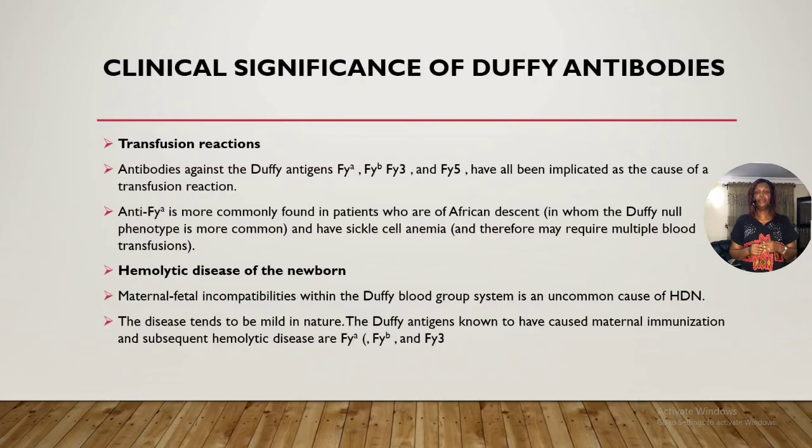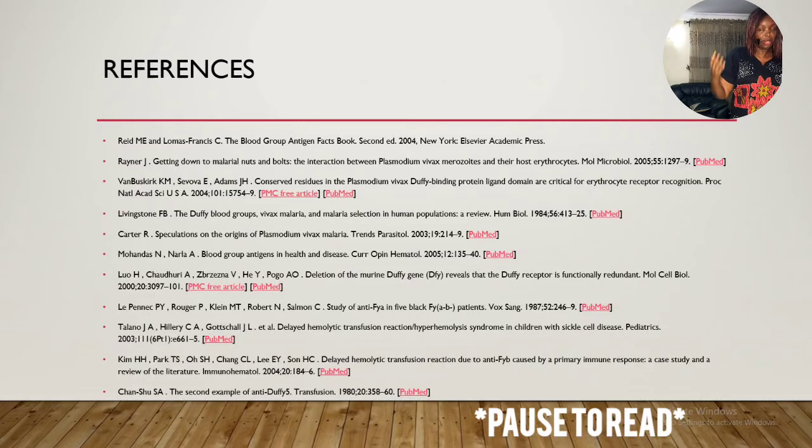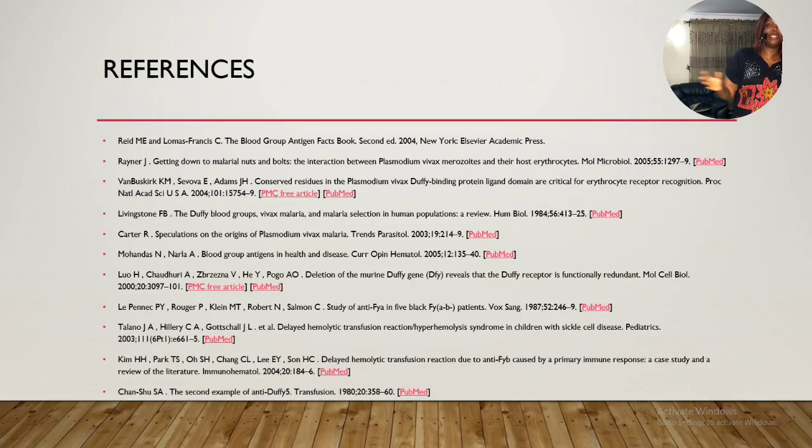I'm sure that you have learned something from today's lecture. You can confidently say something about the Duffy blood group system, the antigens found in the Duffy blood group system, the antibodies found in the Duffy blood group system, the relationship between Duffy antigens and malaria parasite infection, and of course, the clinical importance of Duffy antibodies.